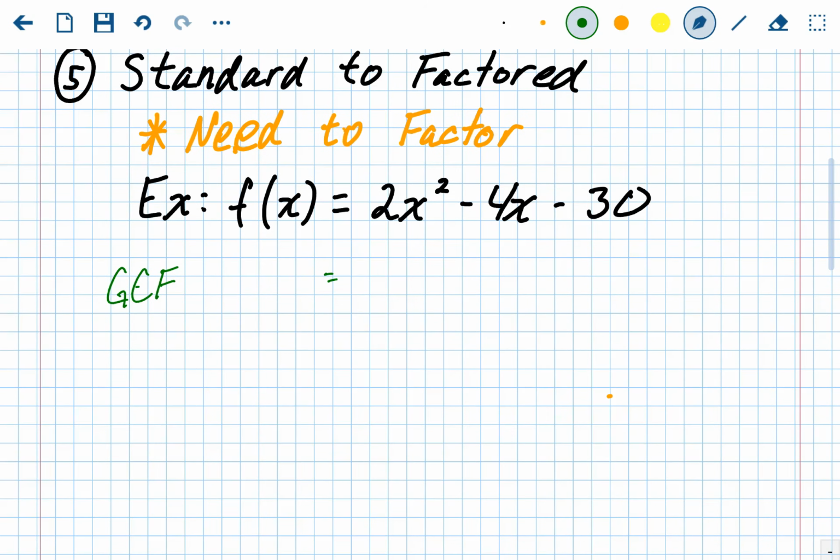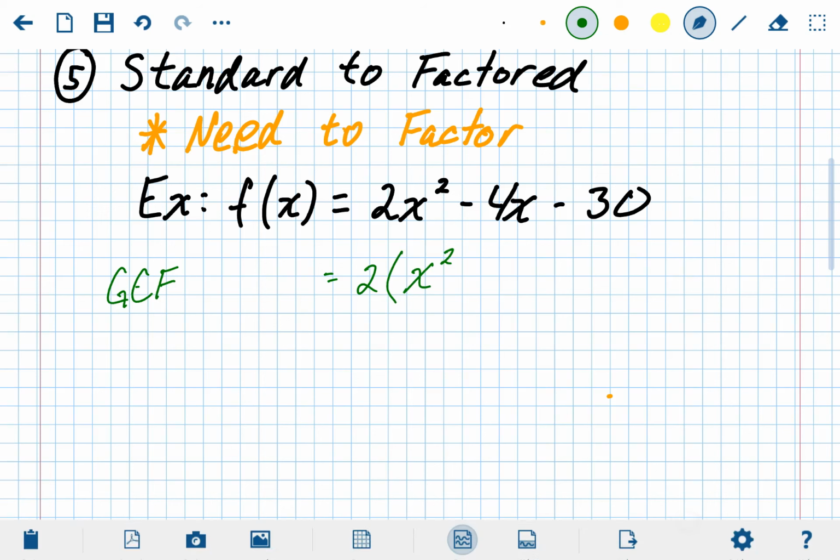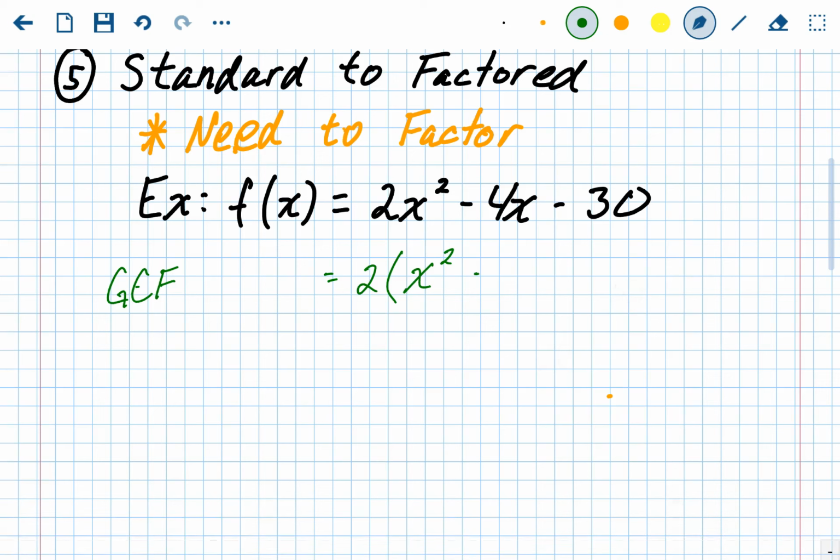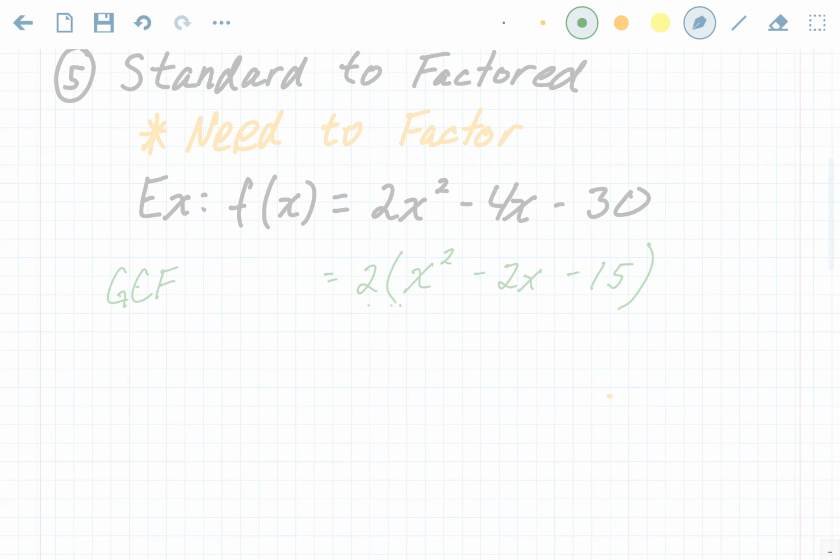Okay. The A value is 2, the B value is negative 4, and the C value is negative 30. They're all even, so we could factor out a 2. Leaving behind 2 times x squared minus 2x minus 15. Okay. Now it's important that that 2 stays out front, because remember, each form has an A value, and that A value has to stay the same. So if our A value is 2 in standard form, it has to be 2 in factored form. So that 2 has to stay out front.